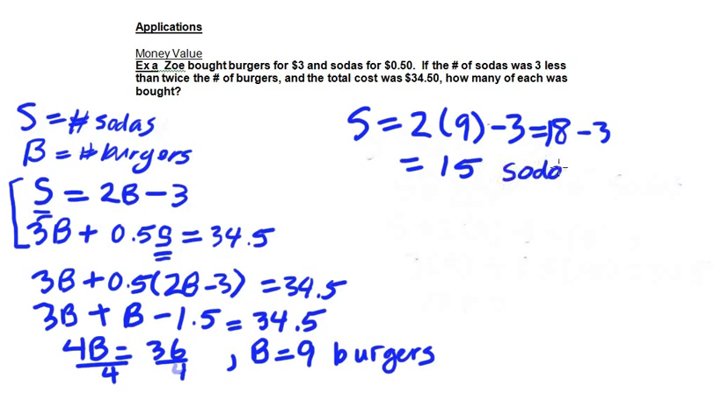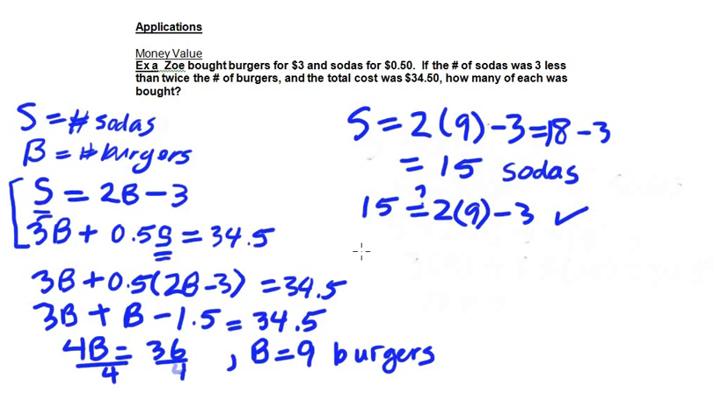So we have now answered the question, how many of each was bought? We've got 9 burgers and 15 sodas. And if we want to go back and check, we can. So we would plug in for S and B. So S is 15 and is equal to 2 times B, so 2 times 9 minus 3, and is that correct? Well, 18 minus 3 does give us 15, so that first equation is good.